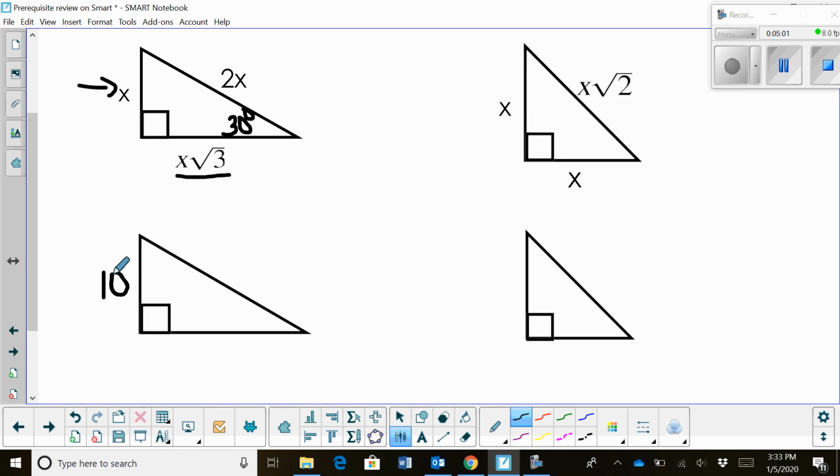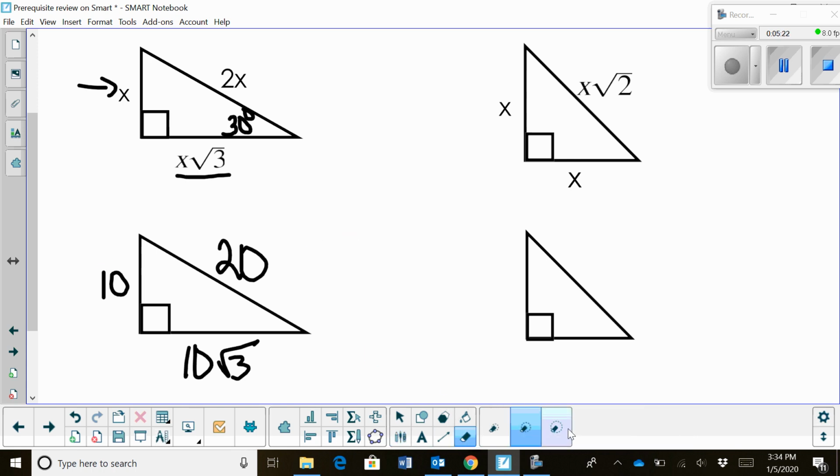If you have a short leg that's 10, then the long leg, we just take 10 and multiply it by the square root of 3, so that's just 10 square root of 3. And then you take the short leg and double it to 20. So if you're given the short leg, that one's pretty easy. It's just short leg doubled, short leg times the square root of 3.